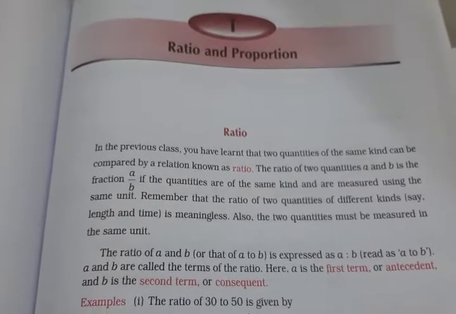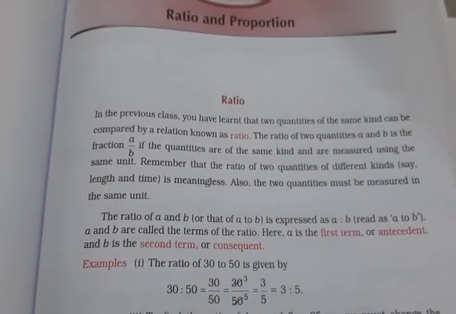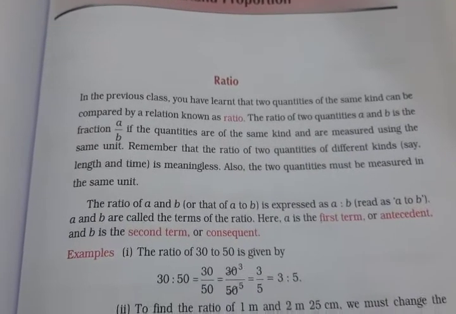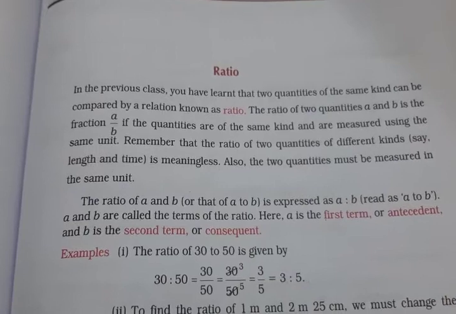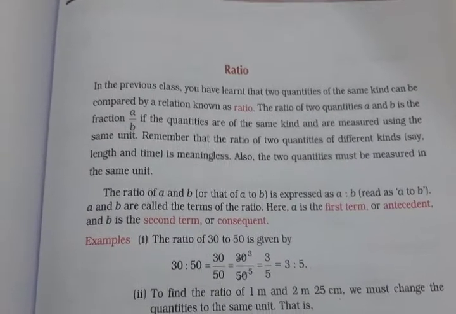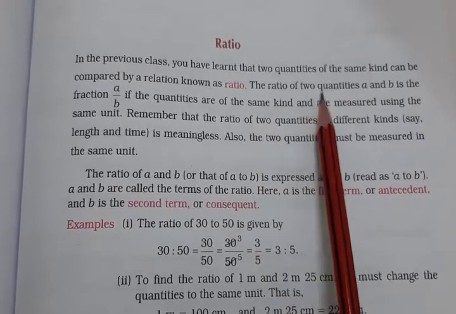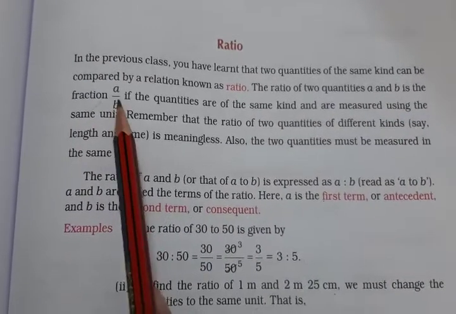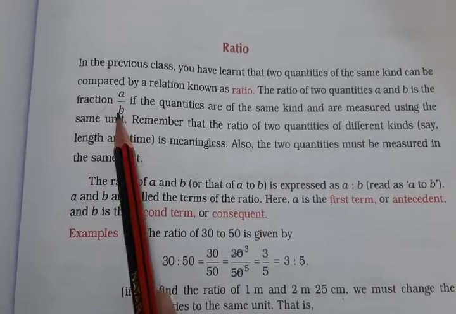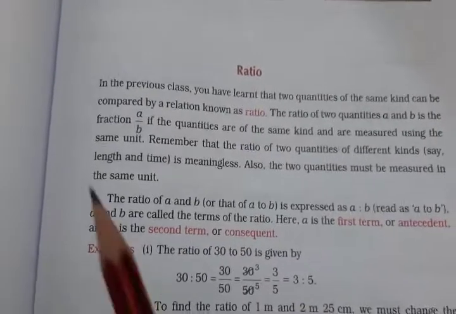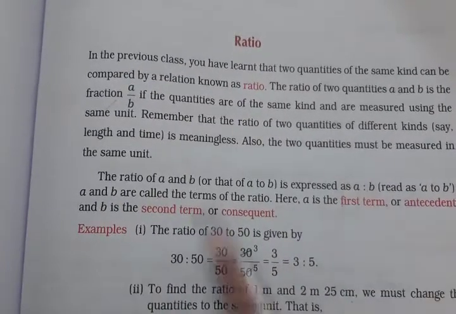In a previous class, you all have learned that two quantities of the same kind are compared by a relation known as a ratio. If we are given two quantities of the same kind, how will we compare them? The relation is known as the ratio. The ratio of two quantities a and b, we write like a fraction, a divided by b. How do we write a ratio? a ratio b. Now let us start from here.